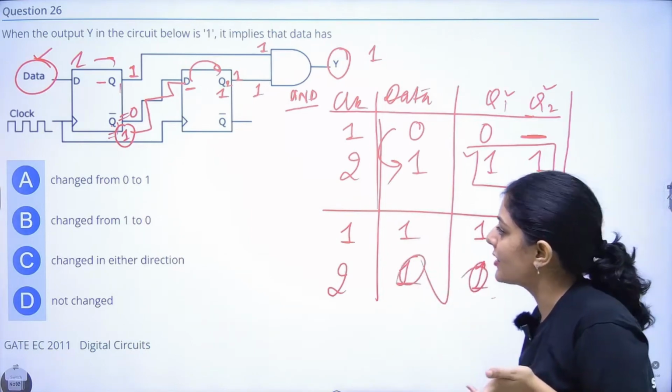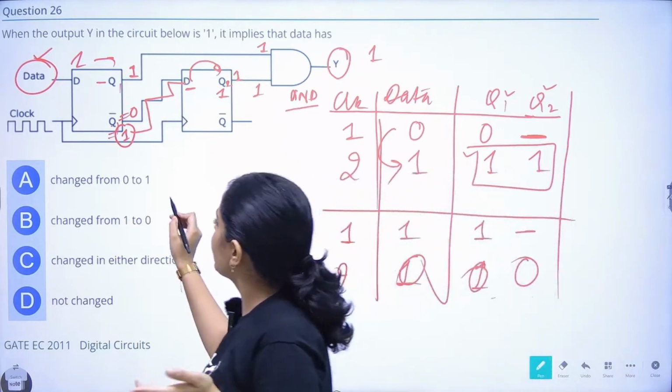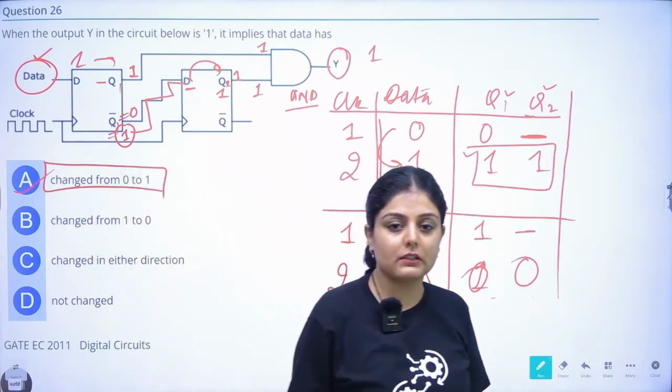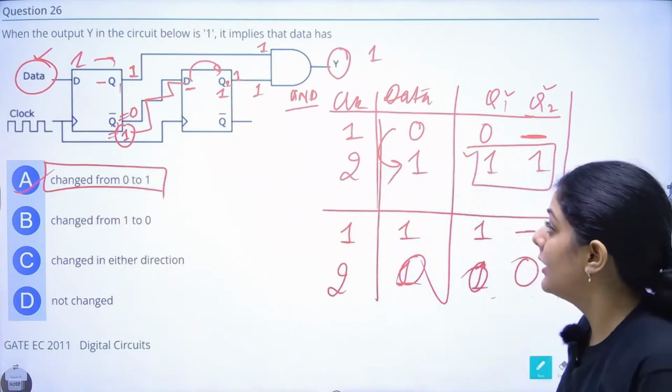So what is the transition needed? The transition change from 0 to 1. So this is the required transition. Understood?